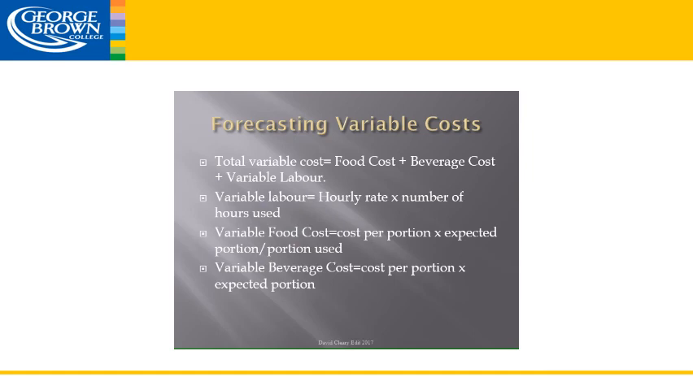To calculate our variable food cost, we would take the average cost per portion and then multiply it by the expected amount of portions to be used. And then our variable beverage cost, fairly similar. It's our average cost per portion multiplied by the expected amount of portions to be used. And that way we could forecast or even just understand or know what those different variable costs are for our CVP.